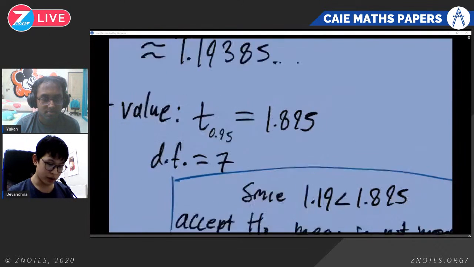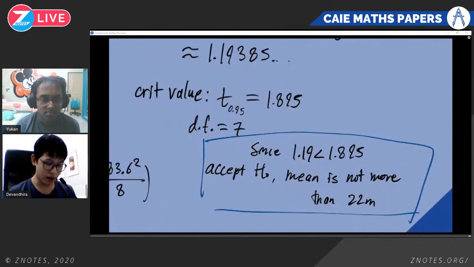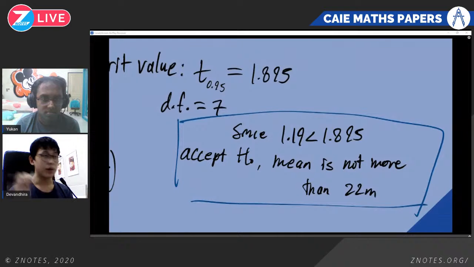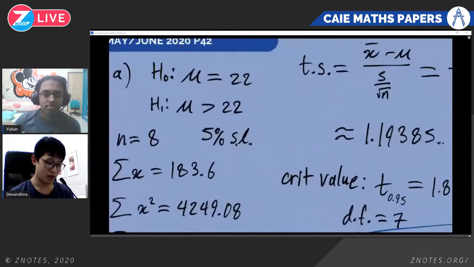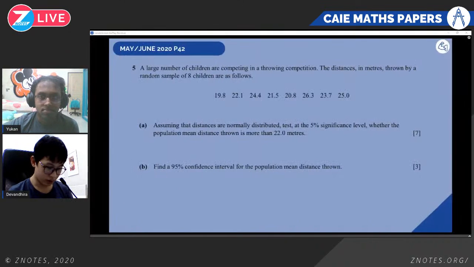Now we can make our conclusion. So you see that our test statistic is surely less than our critical value. That means we don't reject our null hypothesis. We have to accept it, and we have to write our conclusion. The mean is not more than 22 meters. All right. So that's for letter A.